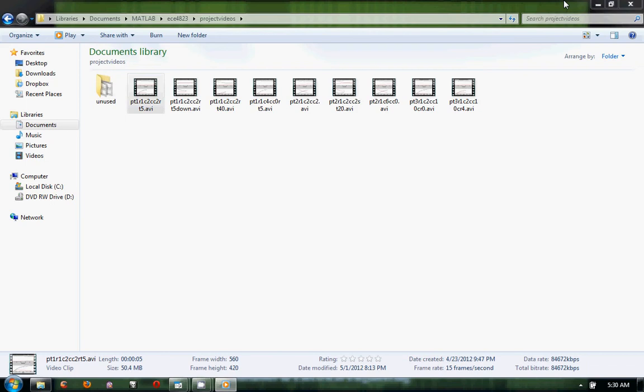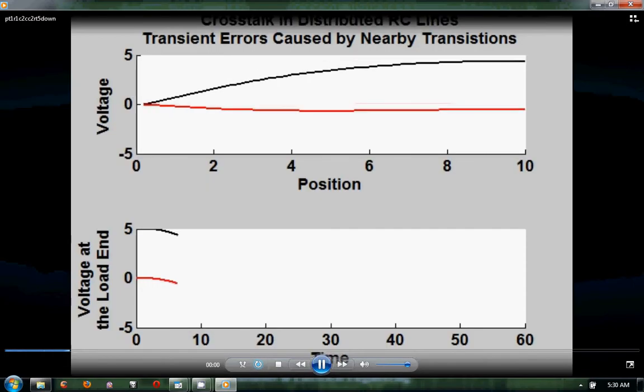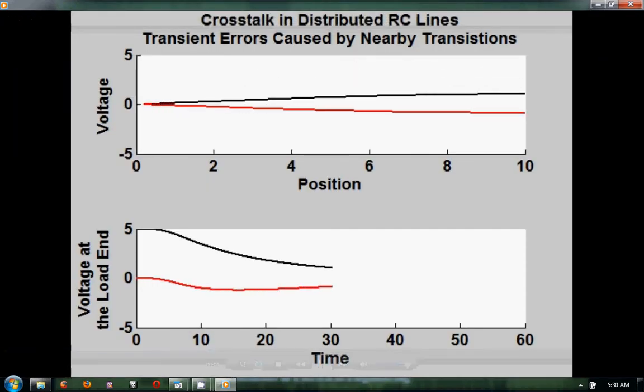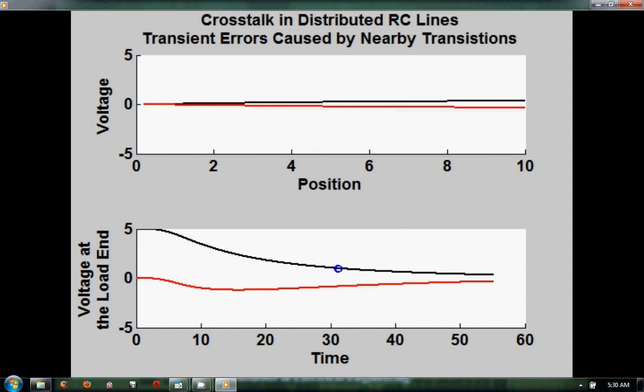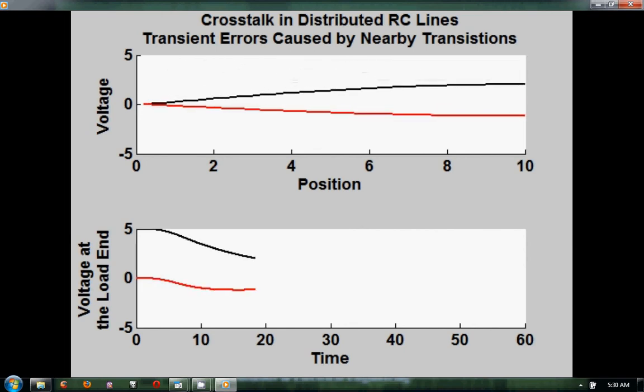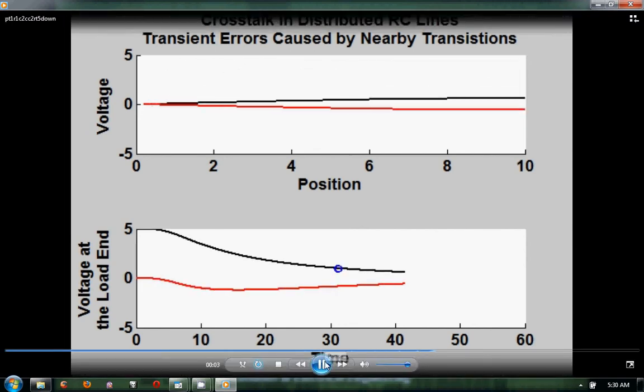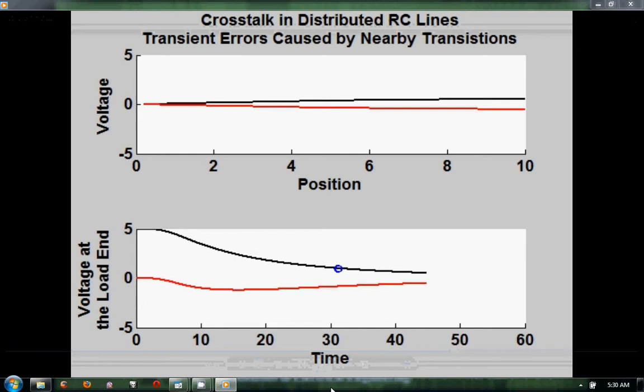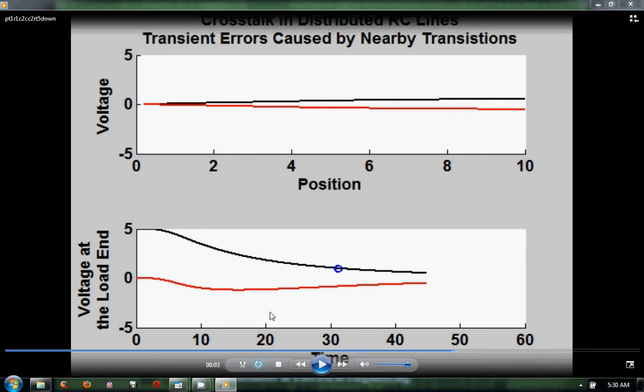What would happen if the opposite transition occurred, where one wire was initially charged and then transitioned to a logic low value? As it turns out, the effects of crosstalk are the same with a simple sign change. Like the first case, it takes 31 time units to reach what is assumed to be steady state, a logic low value of 1 volt.